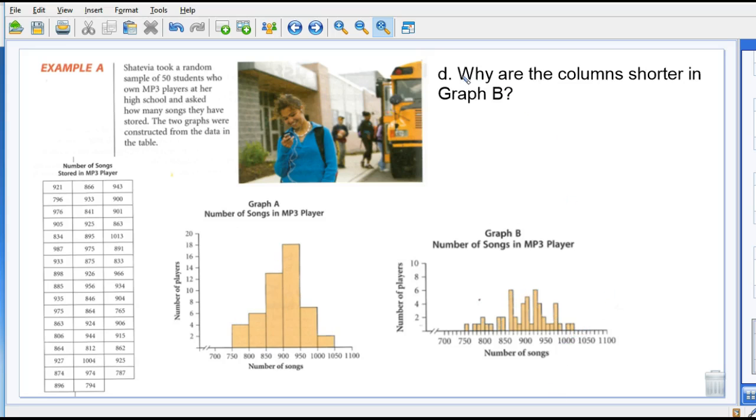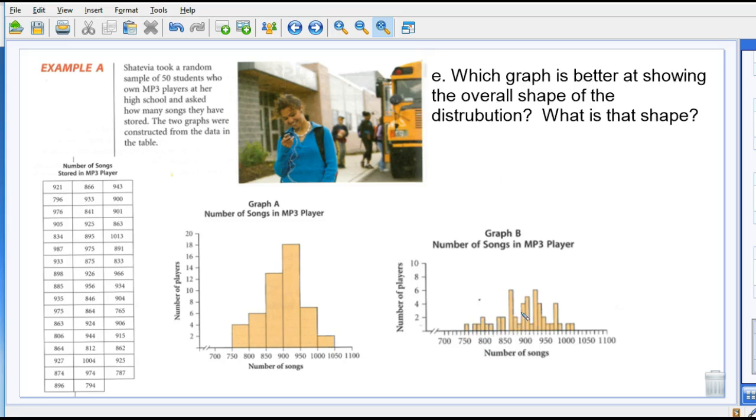Okay, so part D, why are the columns shorter in graph B? The bins in graph A hold values up to 5 bins from graph B, right? So because these are so much bigger, every 5 bins here is going to be one of these. So that means, of course, these are going to be taller because we're adding all these together. So that's why these are going to be shorter.